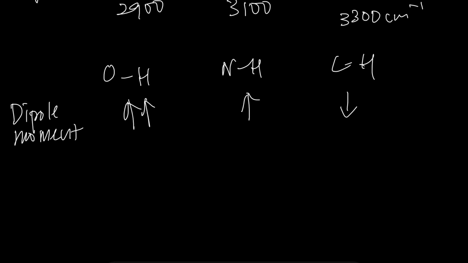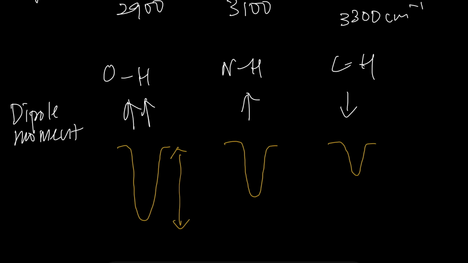So it means that on the IR spectrum, the O-H absorption band is more intense, followed by N-H, and C-H is less intense. That is the intensity of the band.